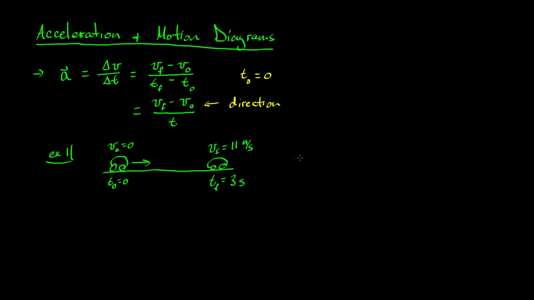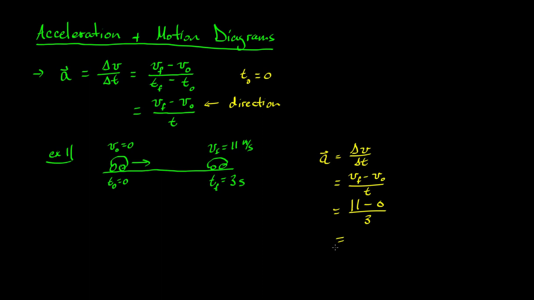Because we need both. So in this case, we would just start with our definition. The acceleration is always the change in velocity over change in time. And then we can pull that out. So that's our final velocity minus our initial velocity divided by time. And then we plug in our values. So the final velocity is 11 minus the initial velocity 0 over the time, which is 3. So we get 11 divided by 3.